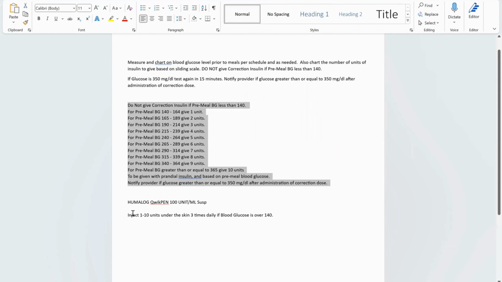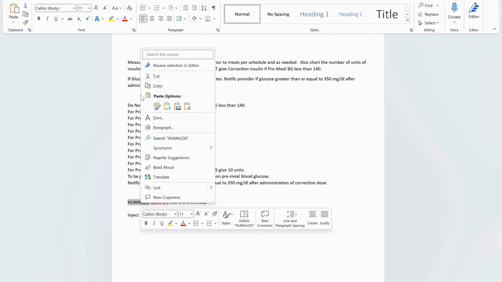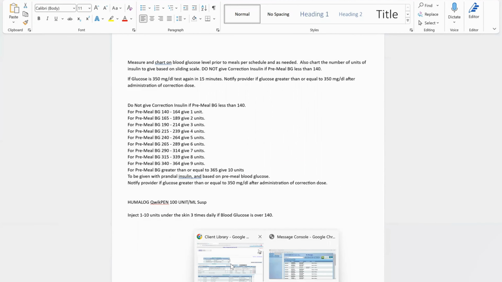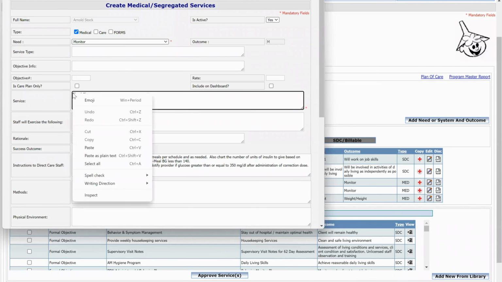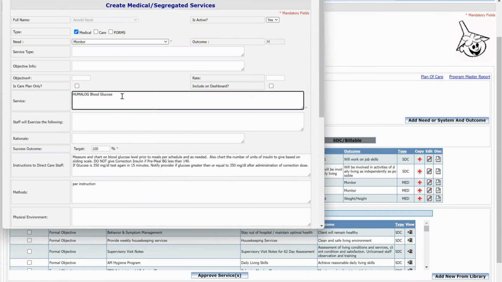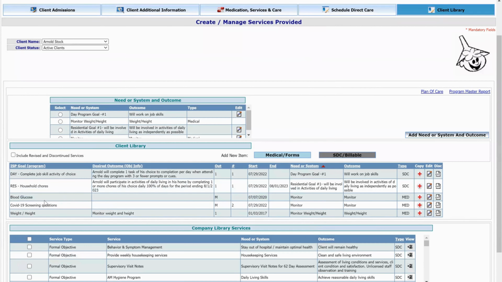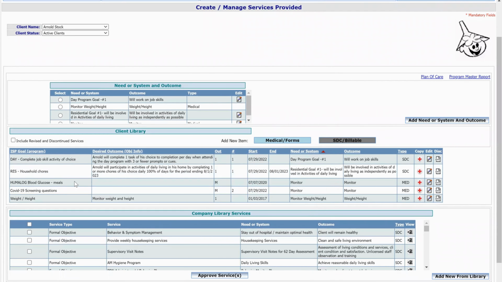Now, another thought would be if this is going to be for the Humalog, okay, I could have changed that service name very easily. Instead of saying blood glucose, I could have said Humalog blood glucose. Okay, and if it's blood glucose prior to meals, I'm just going to say meals. This helps indicate, especially if somebody's taken several kinds of insulin, this will help us identify which is which. So I'm going to update this. So now it's called Humalog blood glucose.